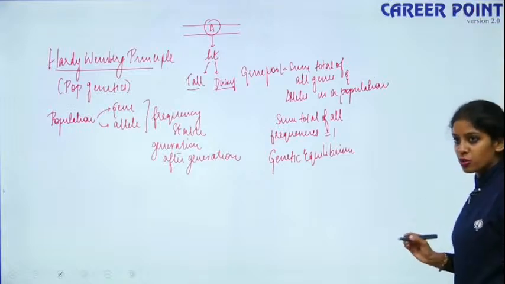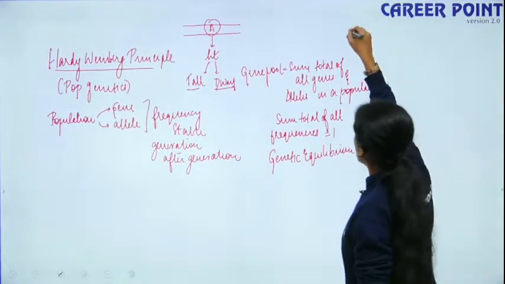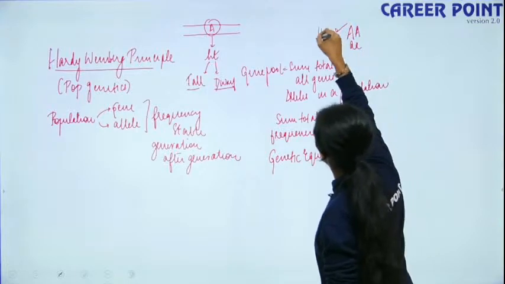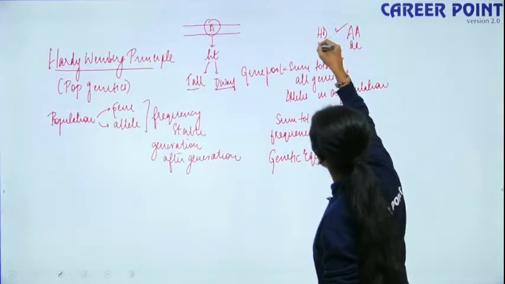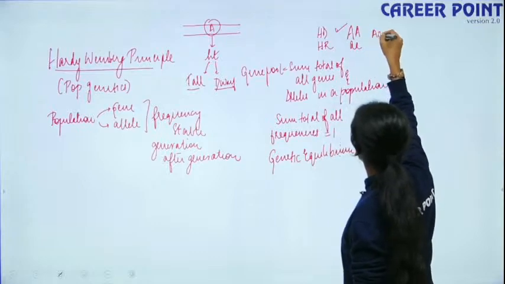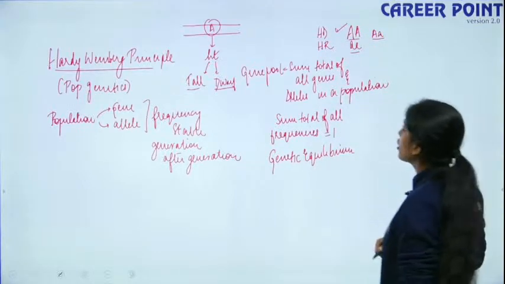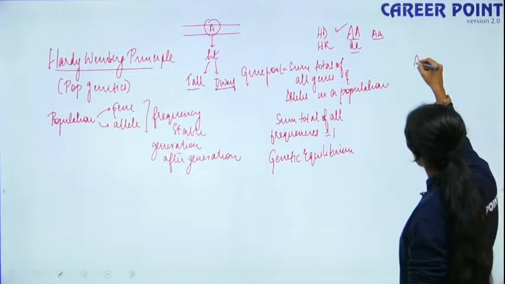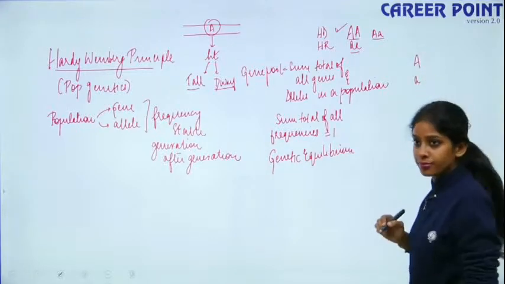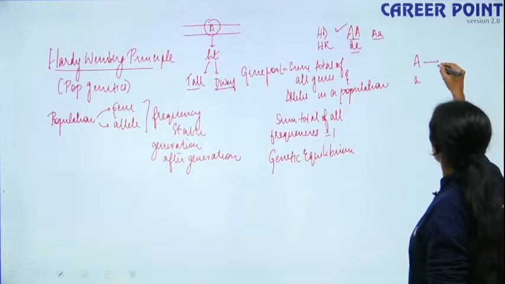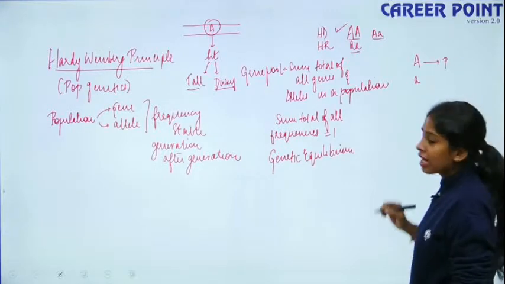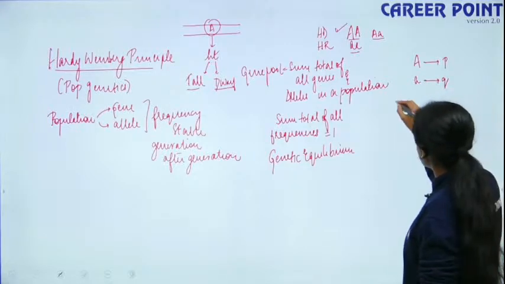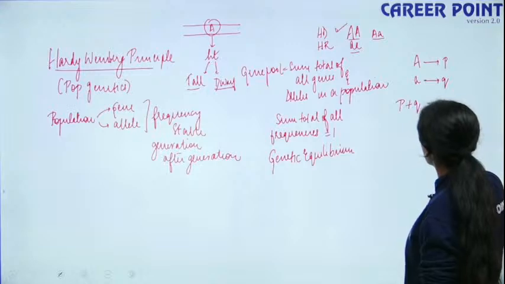So here you have to understand. We have a dominant allele and a recessive allele. This is homozygous dominant, this is homozygous recessive, and this is our heterozygous allele. Recapping your principles of inheritance and variation, right? This is one allele, this is another allele. If the frequency of allele A is p, and the frequency of allele small a is q, he said p plus q is equal to 1.